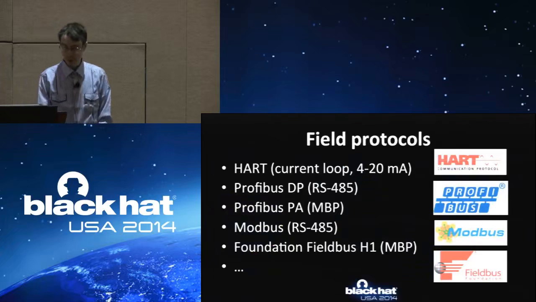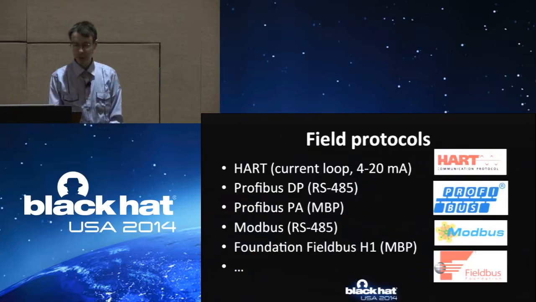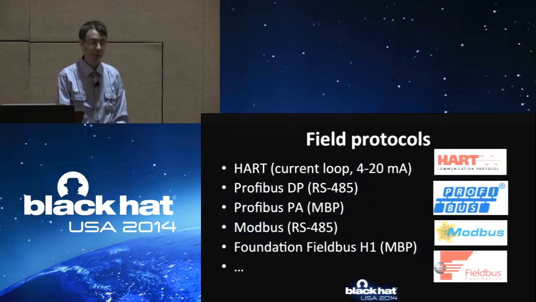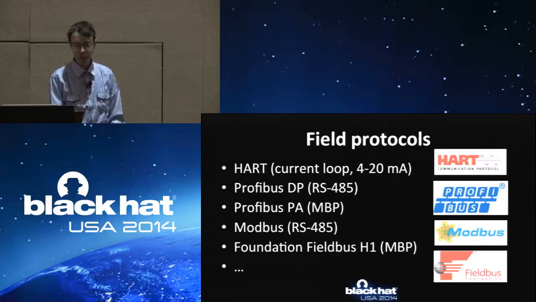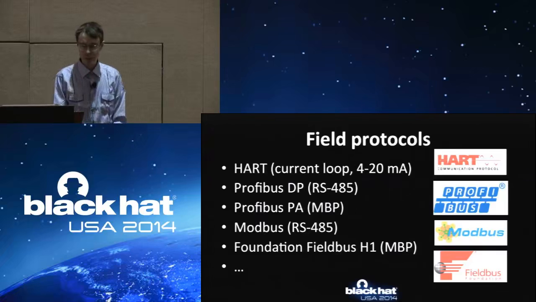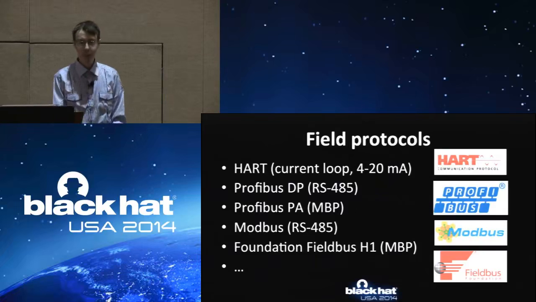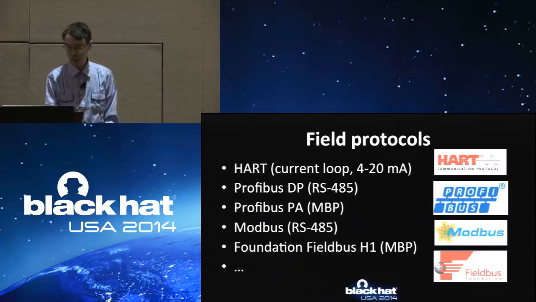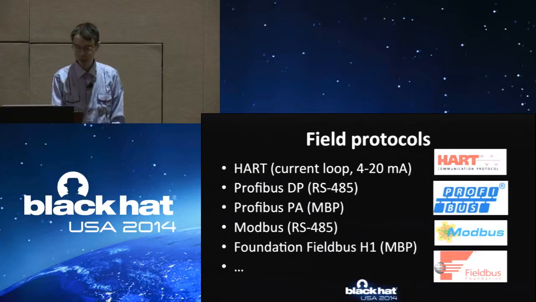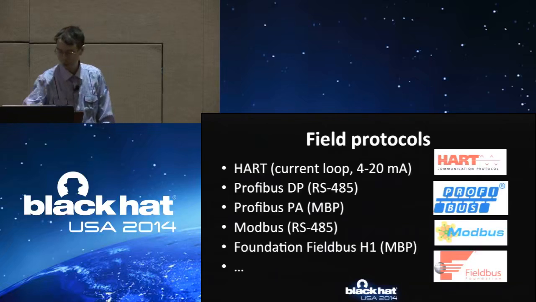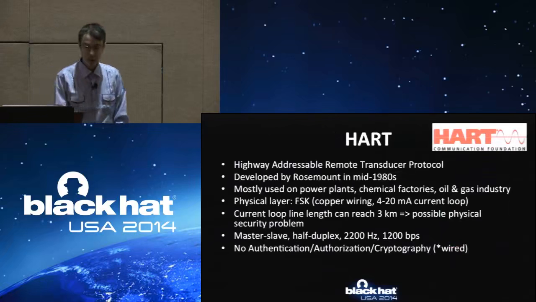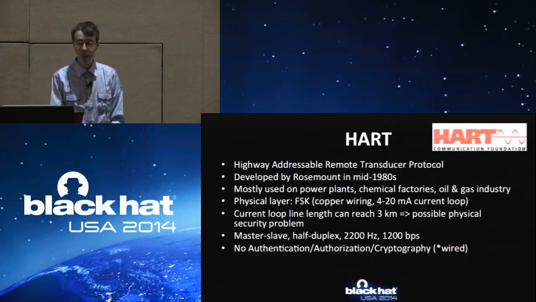Different field protocols flow in the industrial buses. For example, HART, which was in the demo, works over a current loop, 4 to 20 milliamperes. Profibus DP and Modbus could use an RS-485 physical layer, and there are many Manchester bus-powered protocols such as Profibus PA and Foundation Fieldbus H1. I should give a short introduction to the Highway Addressable Remote Transducer protocol, HART.